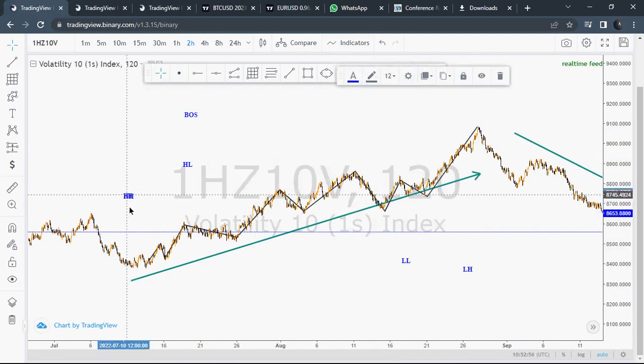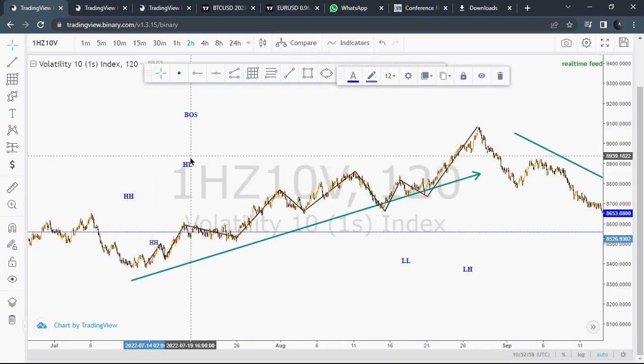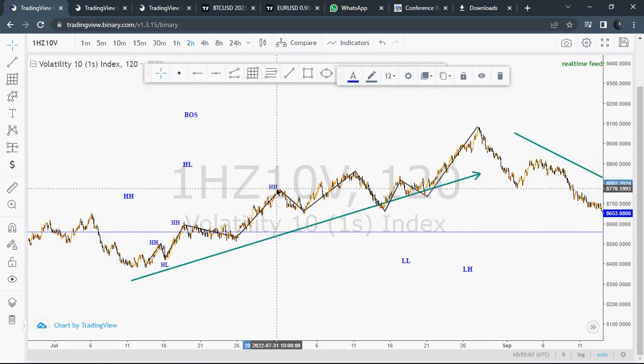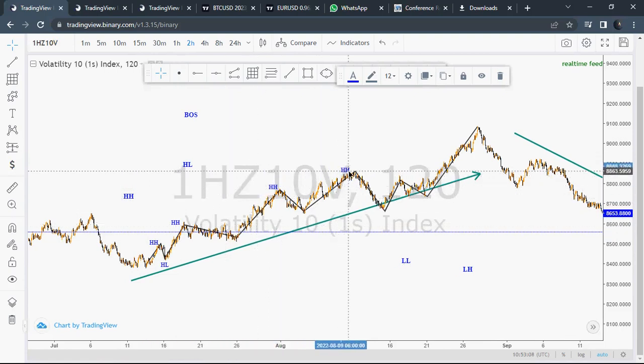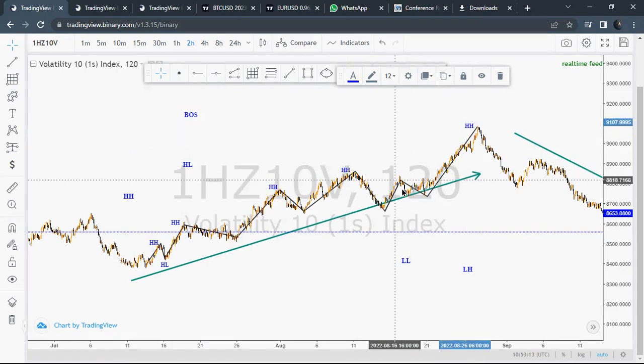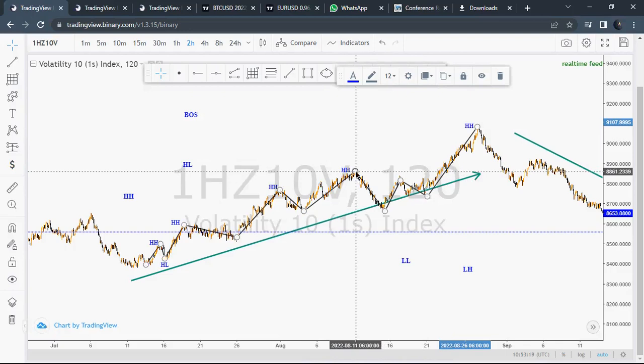So based on this, we can now say this is our higher high and then our higher low, higher high, higher high, and then higher high. Now we won't refer to this as a higher high because it is not higher than this high. So you can't refer to this as a higher high. So now this is where your experience begins.